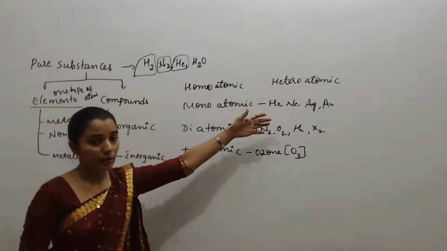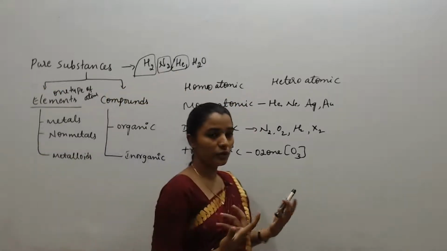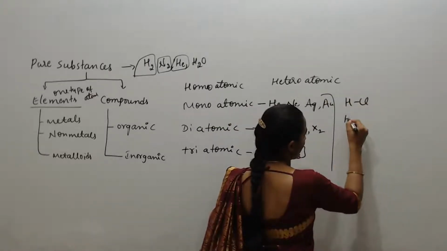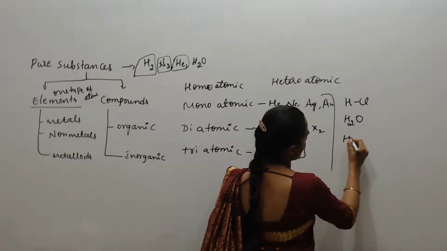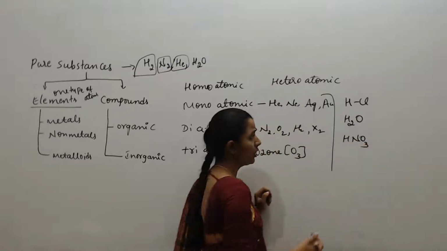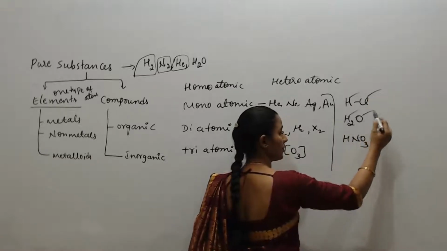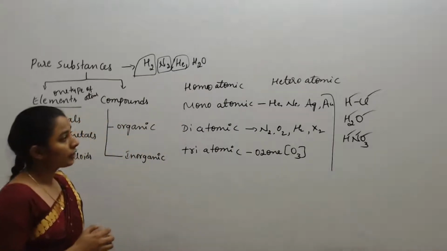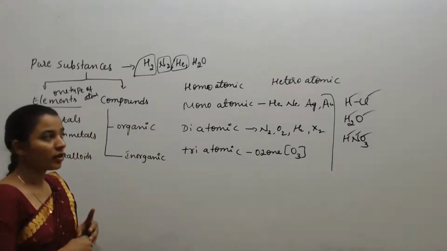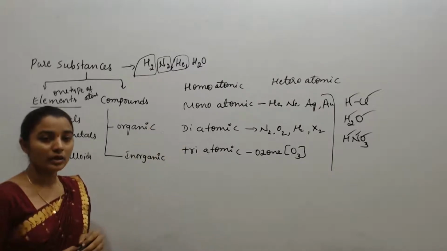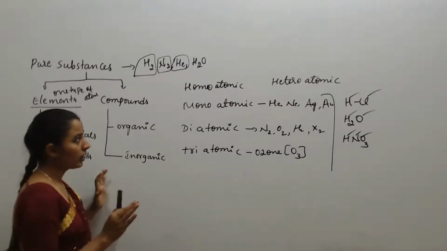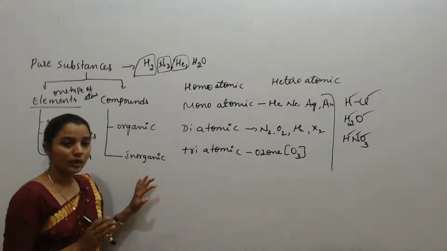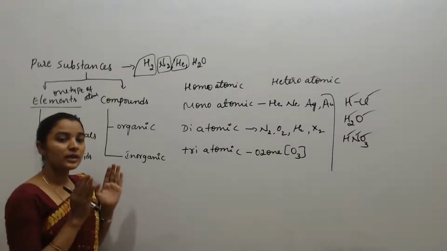What is heteroatomic means? Heteroatomic means made up of two or more different atoms. For example, this is HCl is there, H2O is there, and HNO3 is there. Okay, here H is different, Cl is different, H is different, O is different, this H and O is different. So these type of atom or molecules are called as, or elements are called as what? Heteroatomic molecules. Understood? Okay, I hope you understood. So this is homoatomic, this is heteroatomic. Hetero means different, homo means same.